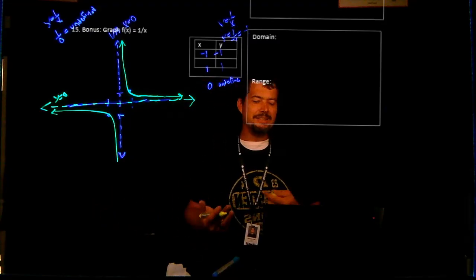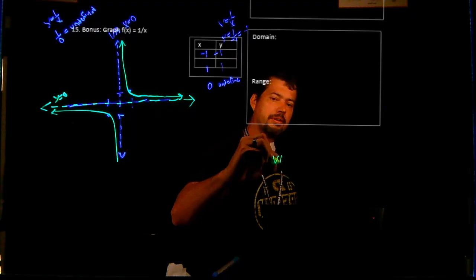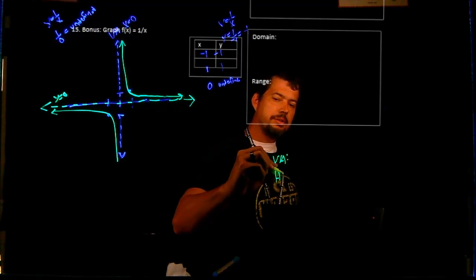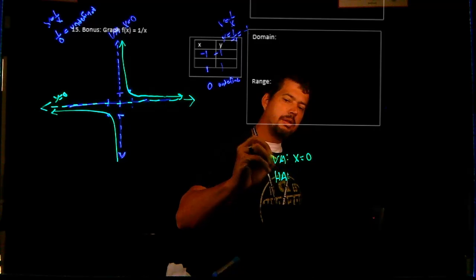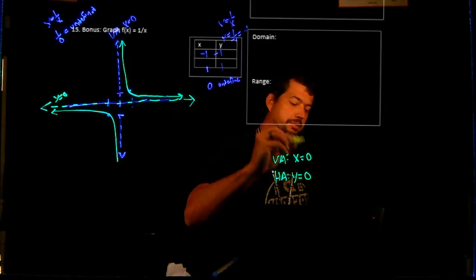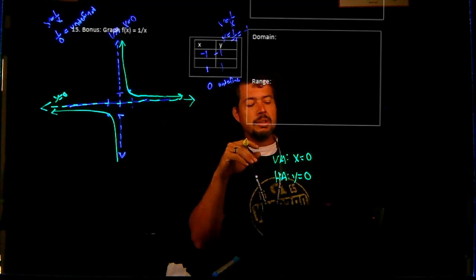All right, so I need to mention 2 other things here. That I did have a vertical asymptote and a horizontal asymptote. The vertical asymptote was x equals 0. The horizontal asymptote was y equals 0. And that'll be on your papers. I just left it off and hadn't caught it yet.